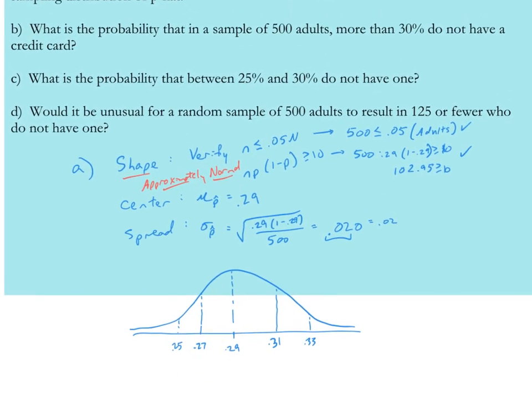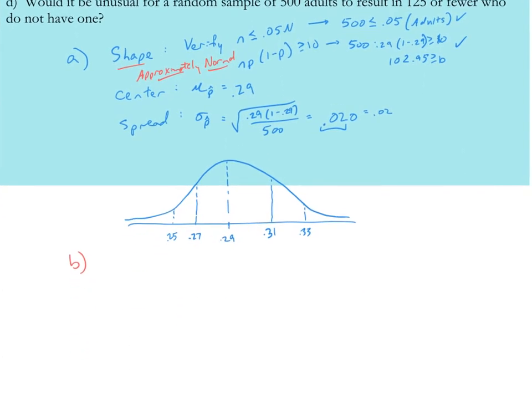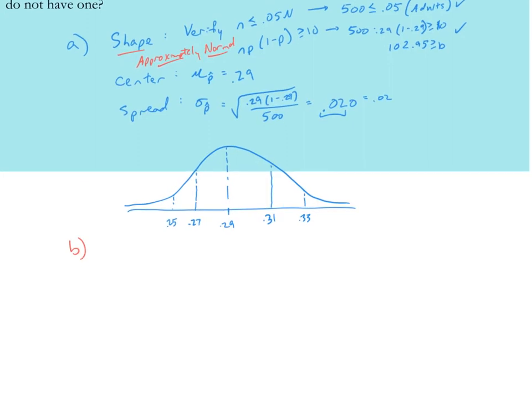Now, we get to Part B. What is the probability that in a sample of 500 adults, more than 30% do not have a cell phone, or a credit card, excuse me. So I want, and I'm going to write this in that formal way, the probability that x is greater than 0.30.